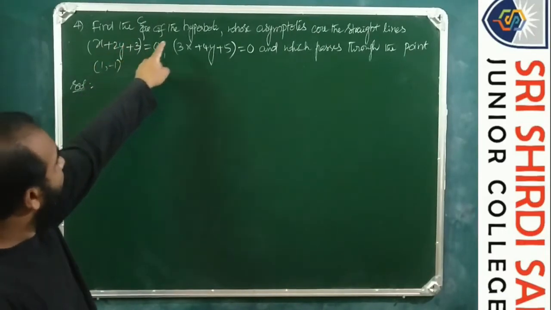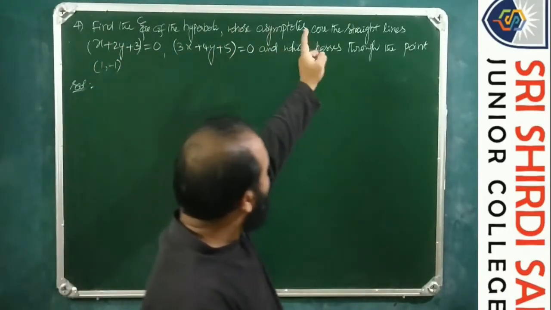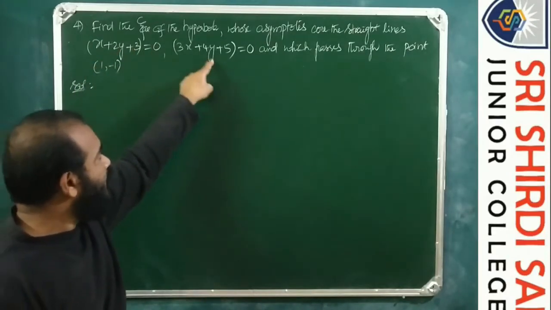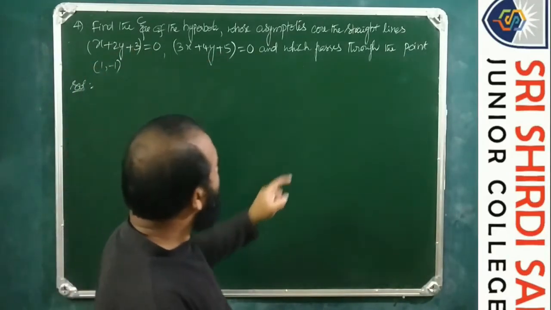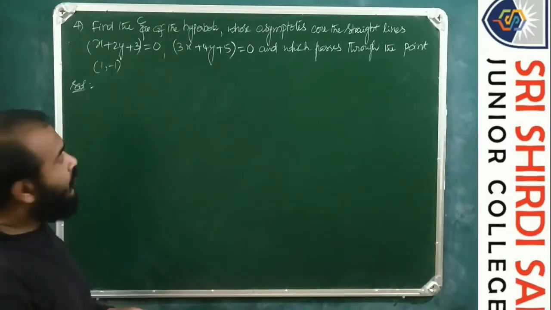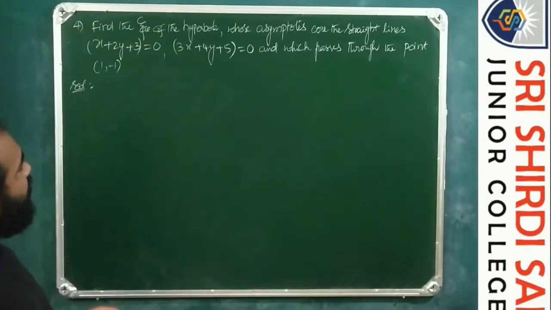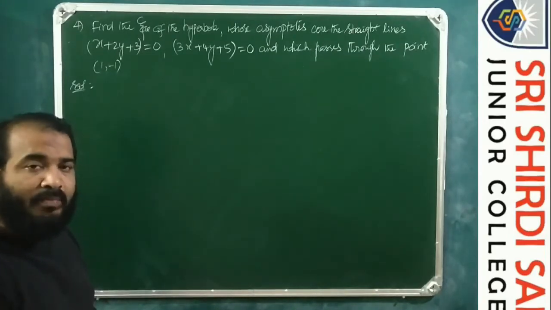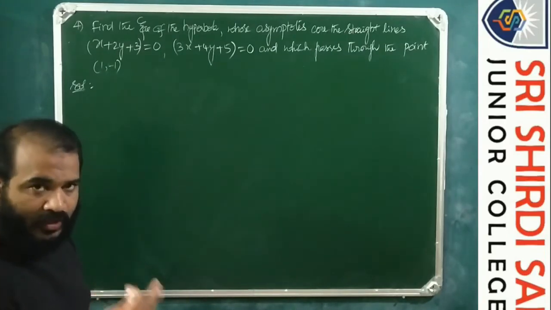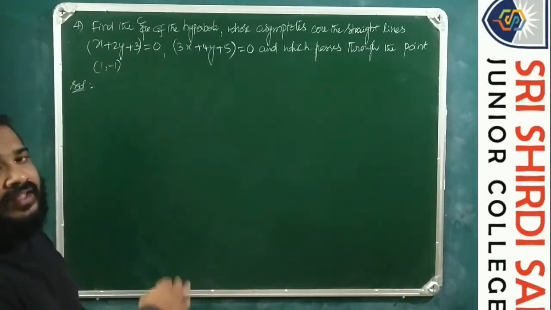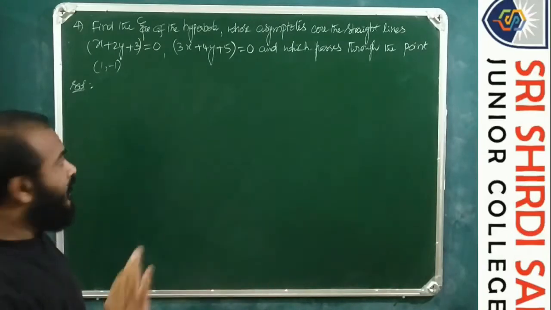Find the equation of a hyperbola whose asymptotes are the straight lines x plus 2y plus 3 equals 0 and 3x plus 4y plus 5 equals 0, and which passes through the point (1, minus 1). We have discussed asymptotes. Asymptotes are the lines which pass through the center of the hyperbola and touch the hyperbola at infinity, at an infinite point.